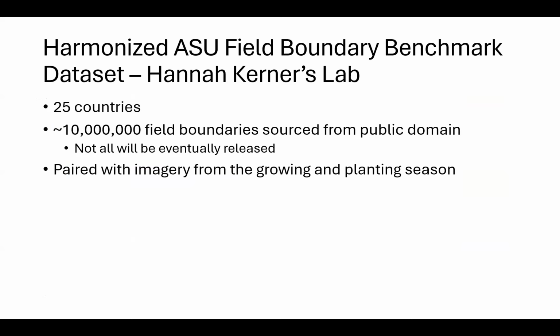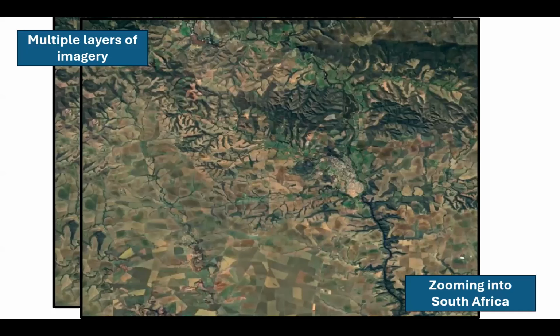There's around 10 million ground truth polygons. All these are sourced from the public domain. Not all of them will be eventually released, and having paired imagery with growing season and planting season. And the question really was, can we get this into a FIBOA-ish type structure, build a PyTorch dataset object that can consume that, and then train some semantic segmentation model to segment each pixel in the imagery as either a field or non-field.